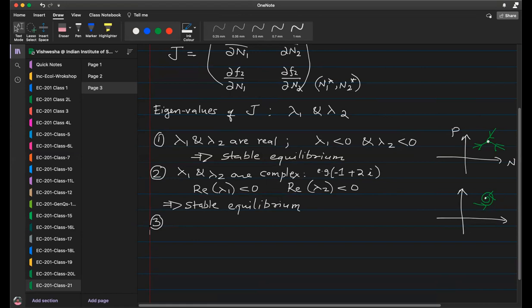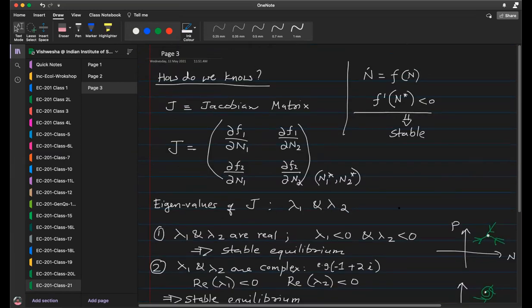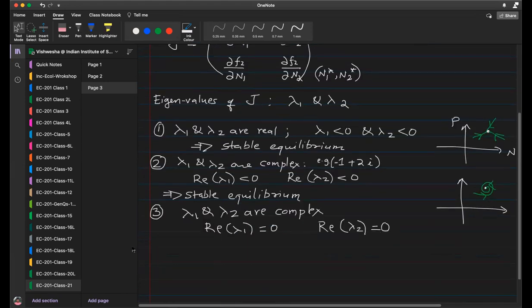So consider the third case when lambda 1 and lambda 2 are complex, but a very special type where the real parts are basically 0. This is analogous to f prime n star being equal to 0. So therefore, you can't really say if it's stable or unstable anymore. So you don't know. In this case, something may happen.